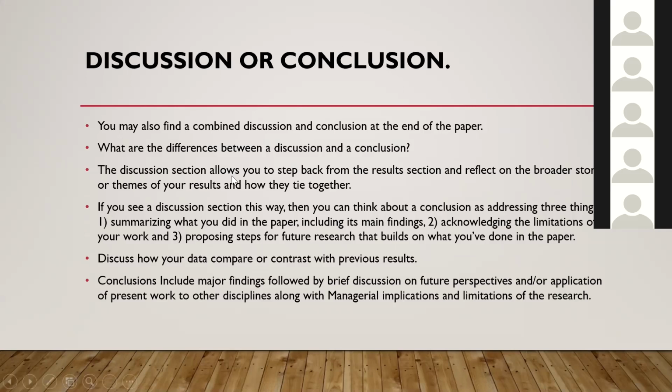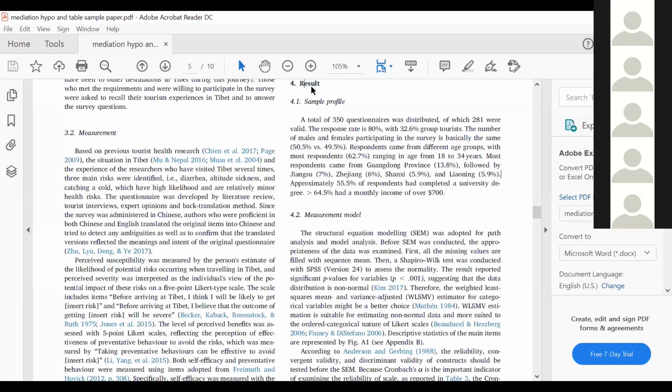Now let me take you to the actual paper and show you these two segments. Once you see them, they will not be that difficult to understand. So this is my paper. This is chapter number 4, called results. It could be called findings. It could be called analysis. The three names you will find for chapter number 4: results, analysis, findings.